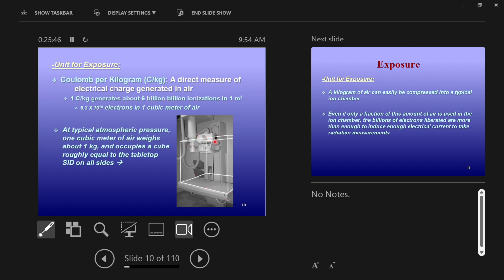In a little bit, we're going to talk about absorbed dose. So we're going to have to equate what a kilogram is in the body. The body's a lot denser than air, so the volume of body that is going to weigh 1 kilogram is going to be much, much smaller than the amount of air that would weigh 1 kilogram. We'll get there.